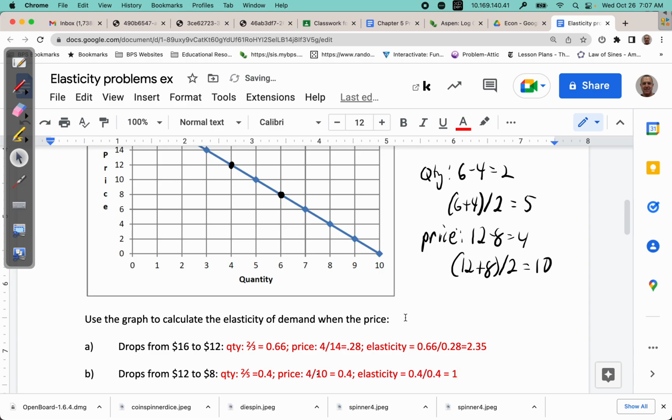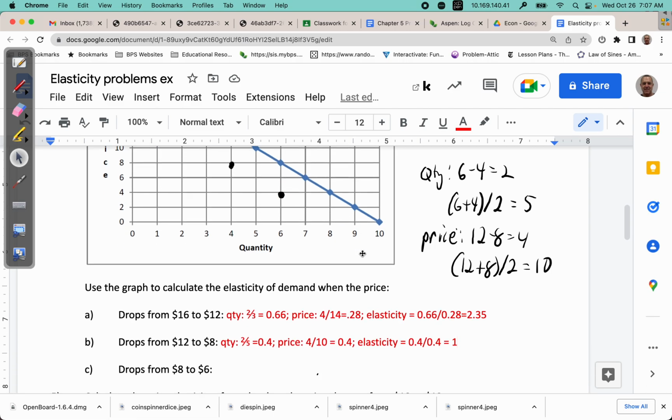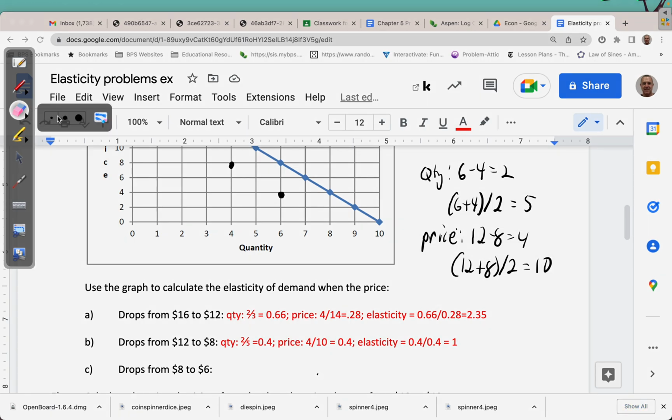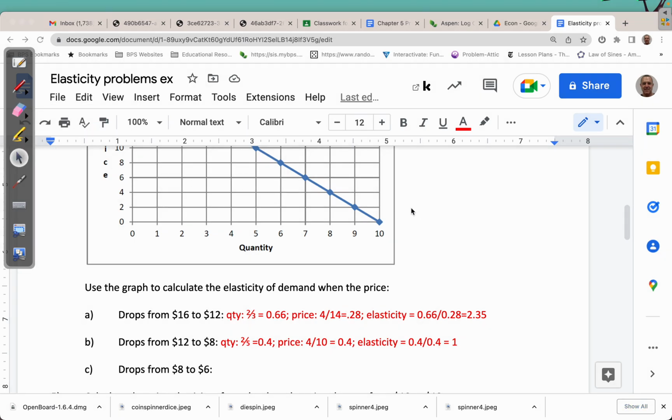All right, remember we saw that the beginning of the demand curve tends to be price elastic. Somewhere in the middle it's unit elastic, meaning the elasticity is 1. And towards the end we should expect to get a value that says it's price inelastic, something less than 1. All right, when the price drops from $8 to $6, I'm looking at these 2 points.